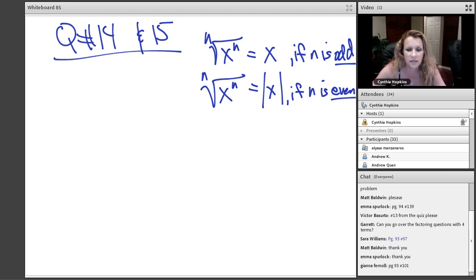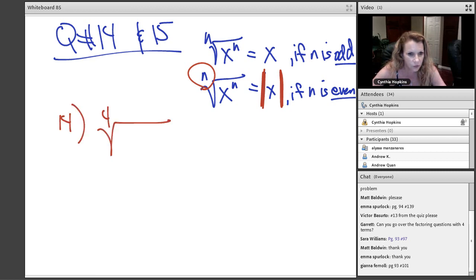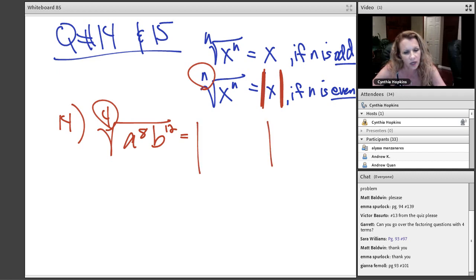So the way I like to remember this is the number 2 is even, and doesn't it take, let me do this in red, 2 symbols to make an absolute value sign? So I think to myself, oh yeah, 2 symbols to make an absolute value sign. 2 is even. That's when I need the absolute values, is when my n is even. So in number 14, they give us the 4th root of a to the 8th, b to the 12th. Since this 4 is even, I am going to put absolute value signs, and then we'll talk after. So I'm going to take the 4th root of a to the 8th.